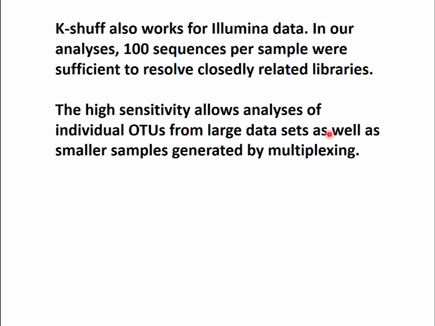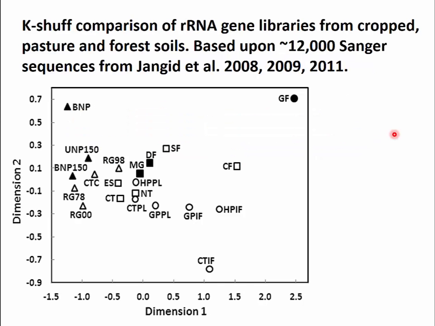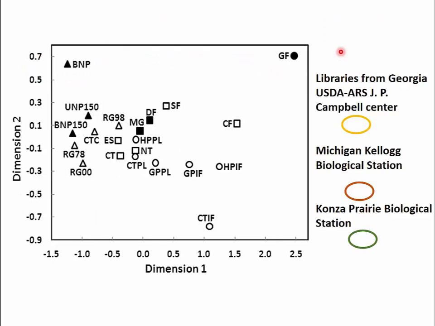But you can also use small samples that might be generated by multiplexing systems, which might have 1,000 different libraries in one sequencing run. And this might be important if most of your diversity is intersample variation and the individual complexity of the samples is fairly simple. Now, this is looking at a K-shove comparison of RNA gene libraries from crop, pasture, and forest soils, and this is based in total on 12,000 Sanger sequences from Georgia, Kansas, and Michigan. And so I'll go through and explain what each of these are.